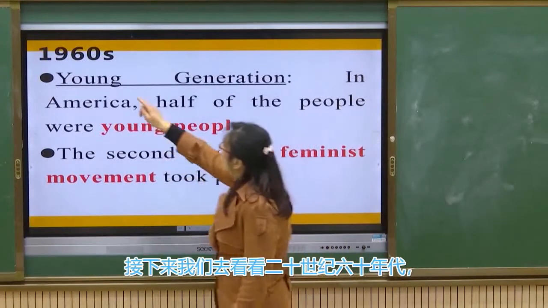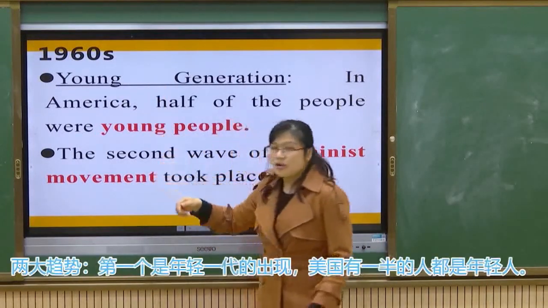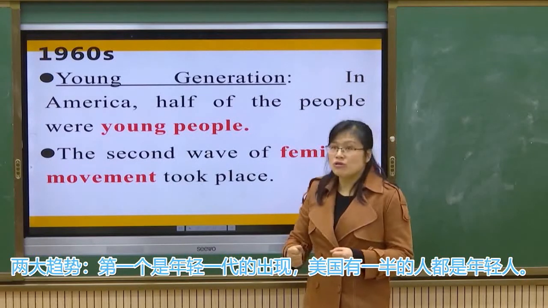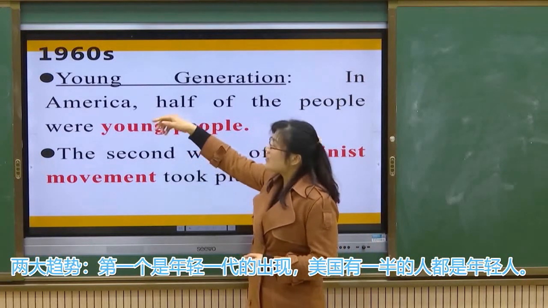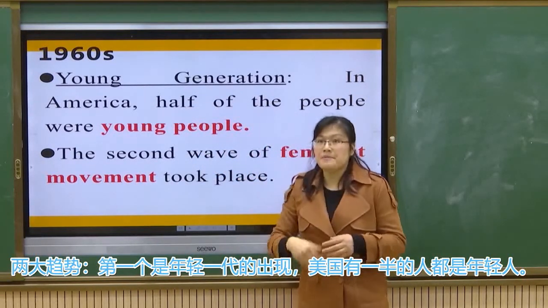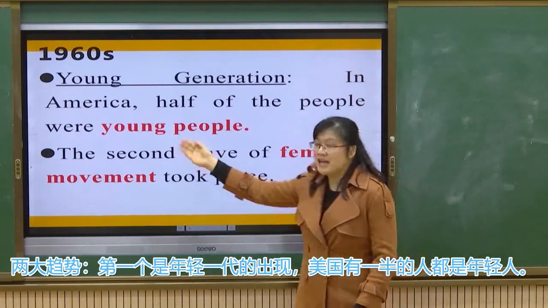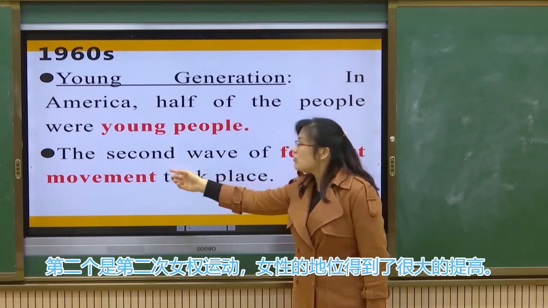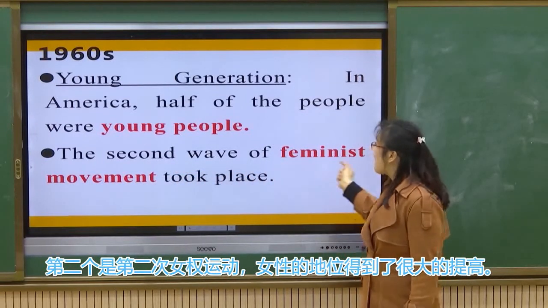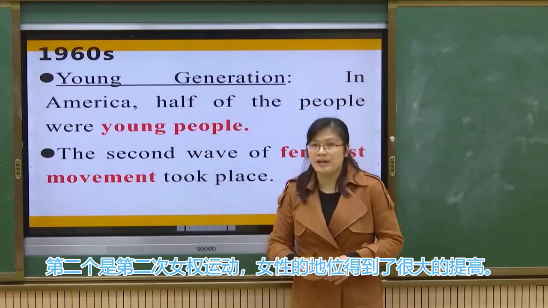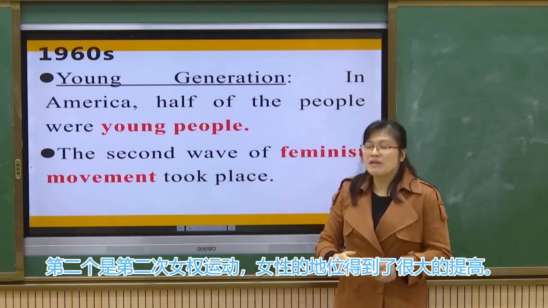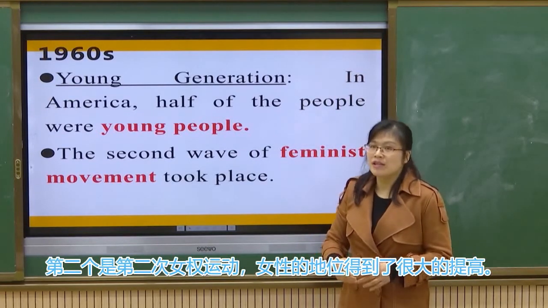Next, let's go to the 1960s. During the 1960s, there were two trends. The first one was that the young generation appeared. In America, half of the people were young people. And the second trend was that a second wave of the feminist movement took place. Because of that, women's social status had greatly improved.